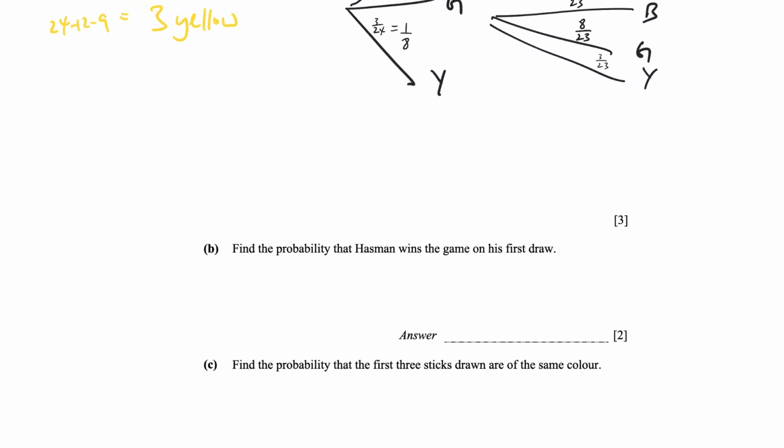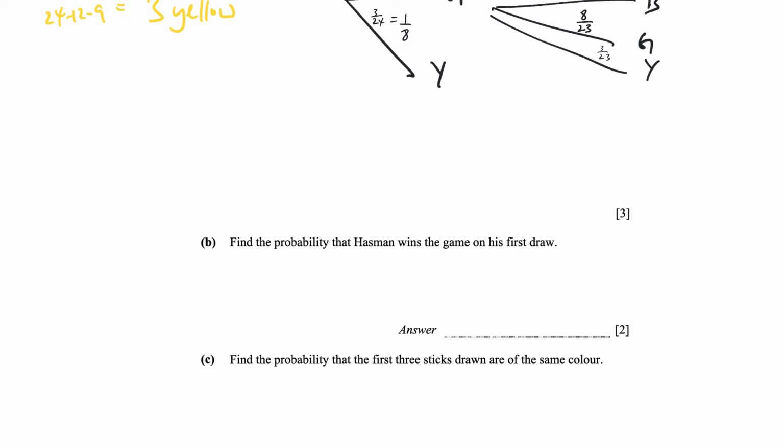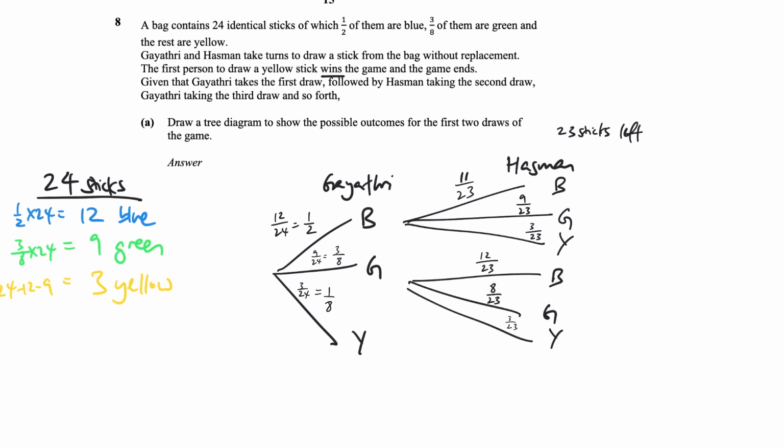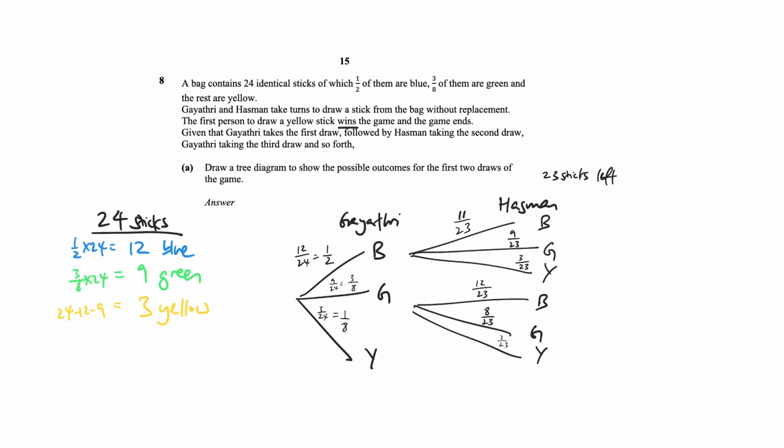So now let's find the probability that Hasman wins the game on his first draw. That means Hasman wins by drawing a yellow. So he must draw a yellow here. Of course, Gayatri cannot win, so Gayatri cannot draw a yellow. So there are only 2 possibilities. One possibility is that Gayatri draws a blue and then Hasman draws a yellow. Or Gayatri draws a green, Hasman draws a yellow. 2 possibilities. And so we calculate both of them.